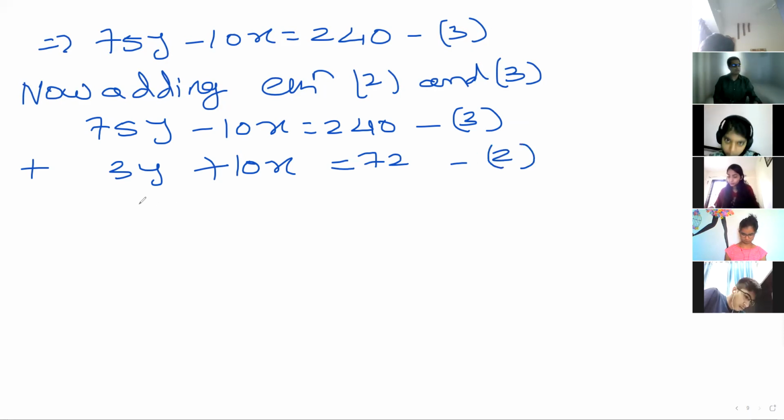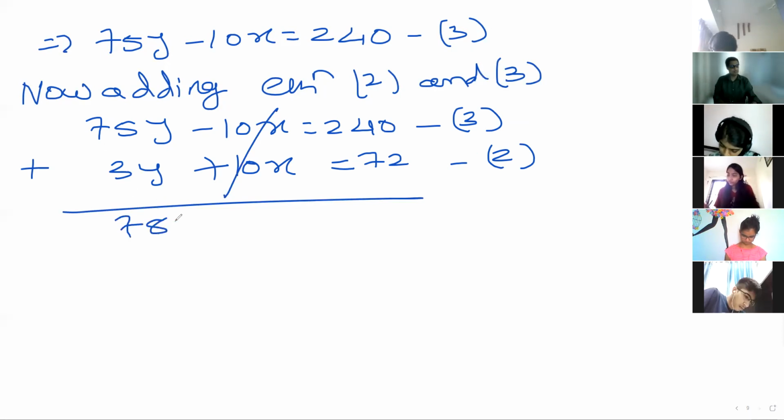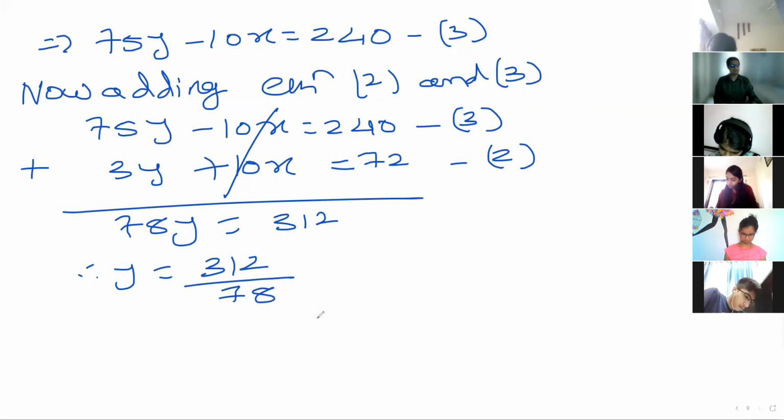तो ऐड किया तो क्या होगा? ऐड किया तो 10x चला जाएगा. ऐड किया तो साइंस नहीं बदलते. 75y plus 3y is 78y is equal to 240 plus 72 is how much? 312. So y will be 312 upon 78. 4. Yeah, absolutely 4. Correct. So y will be 4.